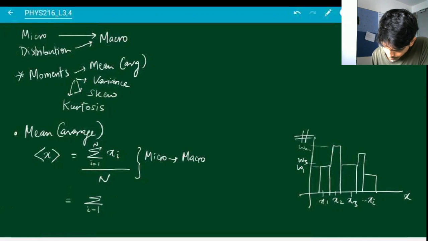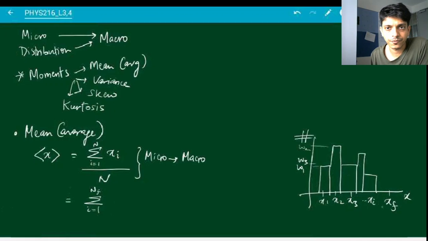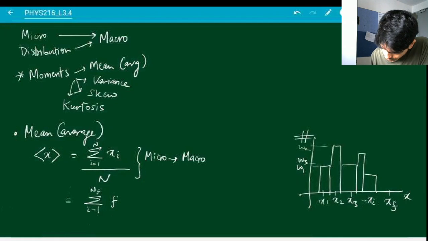Then this is given by, i going from 1 to the number of frequency bins, which I'm calling NF. So suppose F is the number of bins you have. So in your histogram you have F number of bars. Then when you add over them, this becomes, I called it W, summation wi xi divided by n.